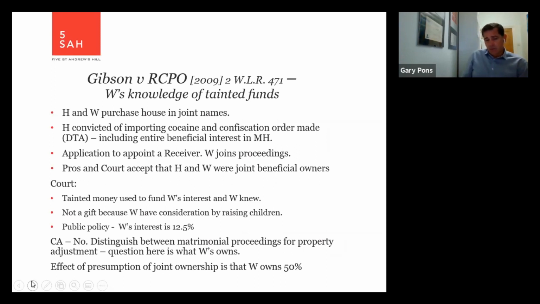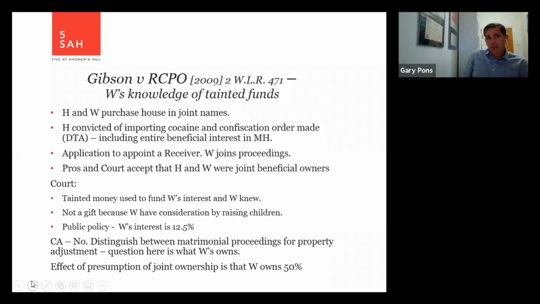What they said, though, was that public policy, this is the High Court, was against the wife having an interest in tainted funds, and so it reduced her interest to a quarter of what she argued, which was 12.5%. She appealed. The Court of Appeal said that the High Court decision was wrong. In particular, it distinguished between matrimonial proceedings for a property adjustment order, which related to some of the cases that Sarah will take you through, cases that were presented before the Court of Appeal in the case of Gibson.